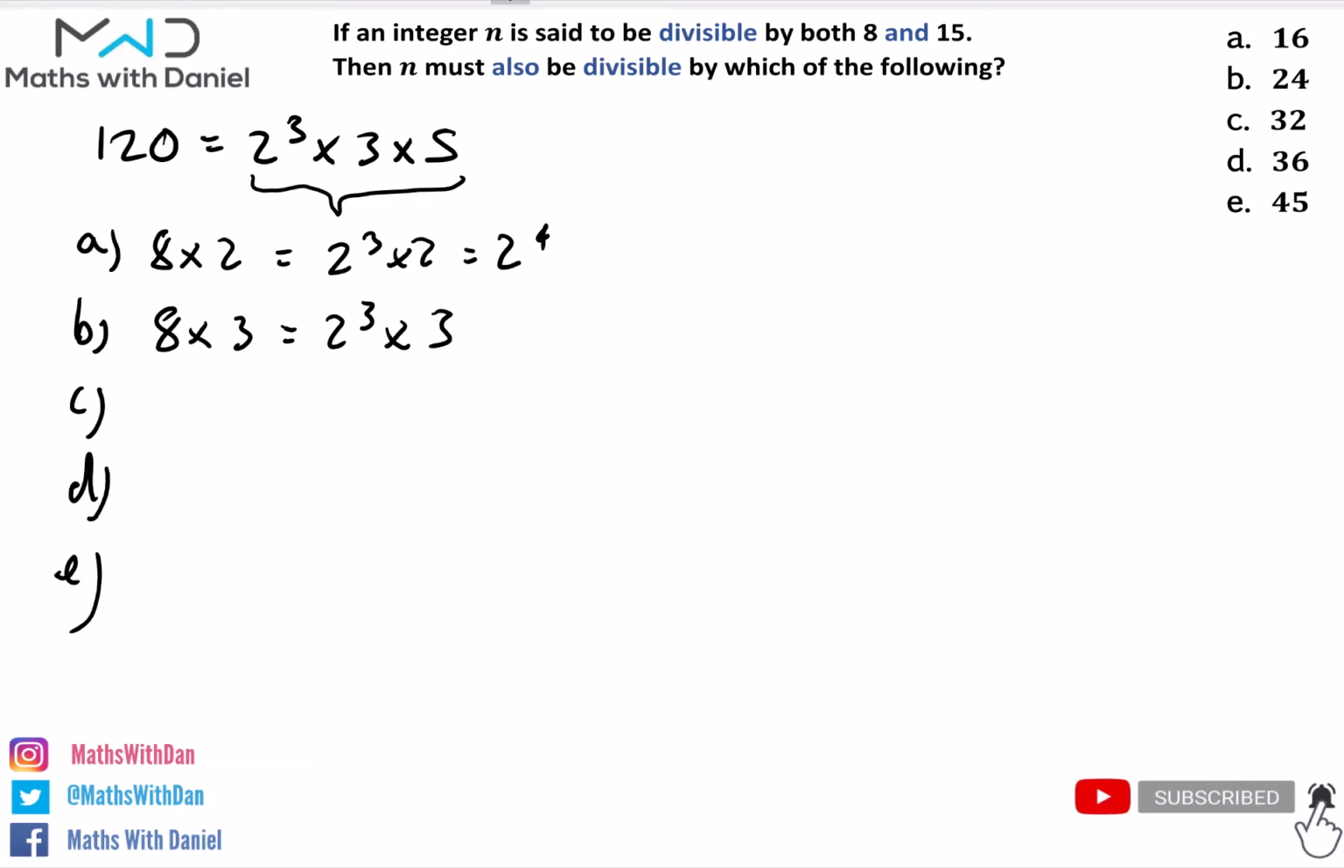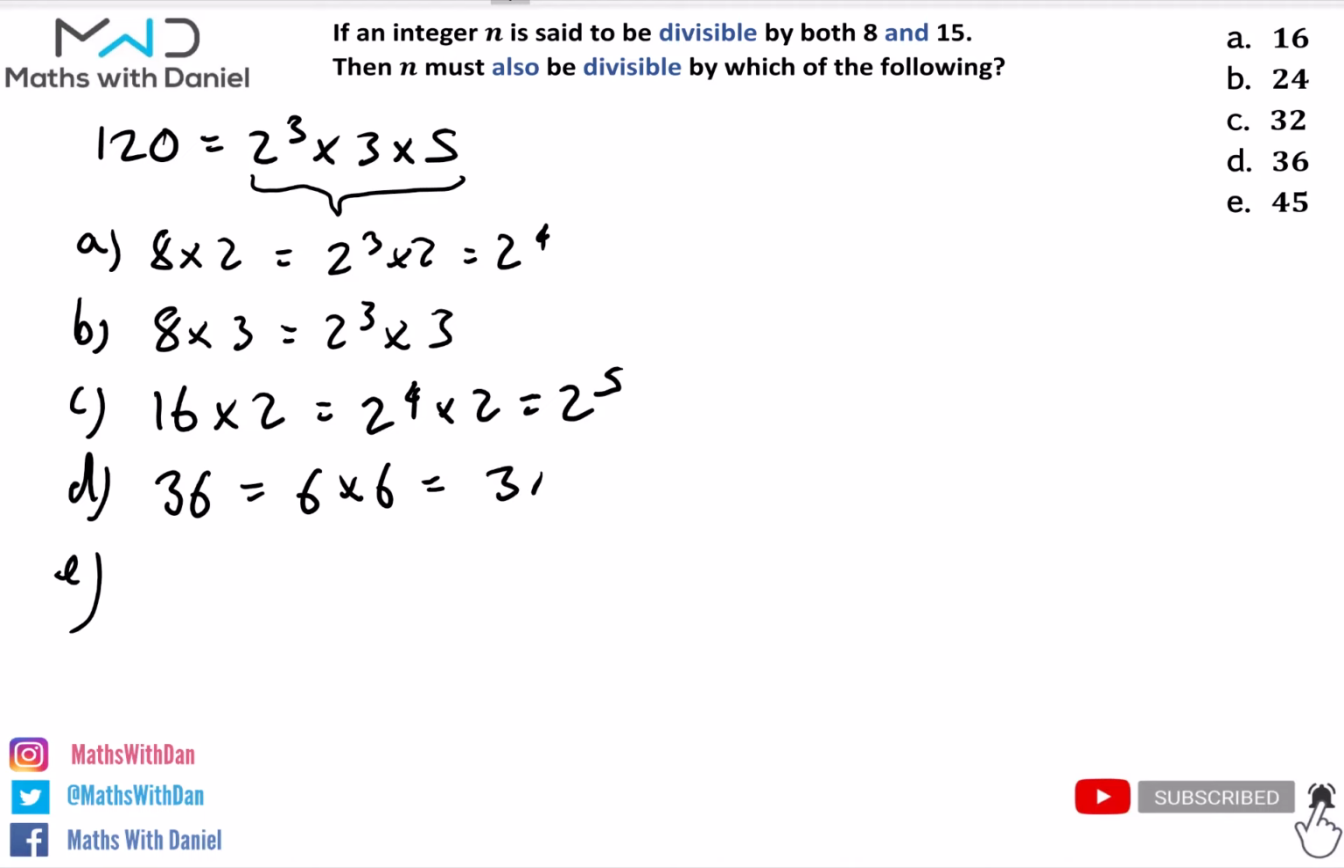32 is the same as 16 times 2, which is 2 to the power of 4 times 2, which is 2 to the power of 5. And then we've got 36. 36 is the same as 6 times 6, which is 3 times 2 times 3 times 2, which is equal to 3 squared times 2 squared. Then the last one, 45, is 9 times 5, which is 3 squared times 5.